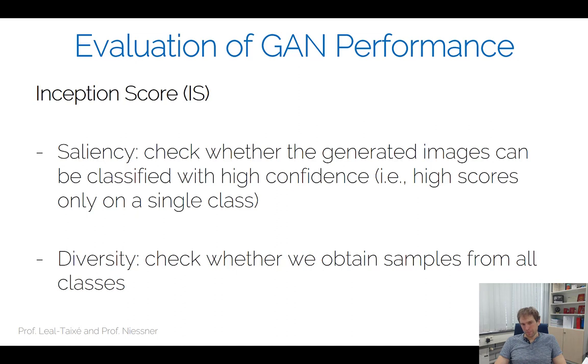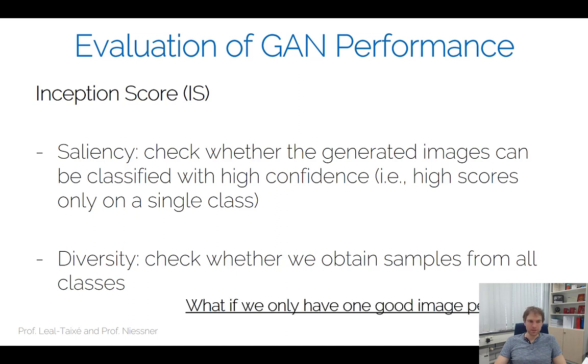There's still a problem. One problem is, what happens if you have only one good image per class? If you have enough classes, and we have one image that is good per class, but every other image per class is not so good, or we don't have a lot of other images, we might still be mode collapsed, and we might not notice it so well with the inception scores. So even though inception scores might be high, diversity might not perfectly be covered.